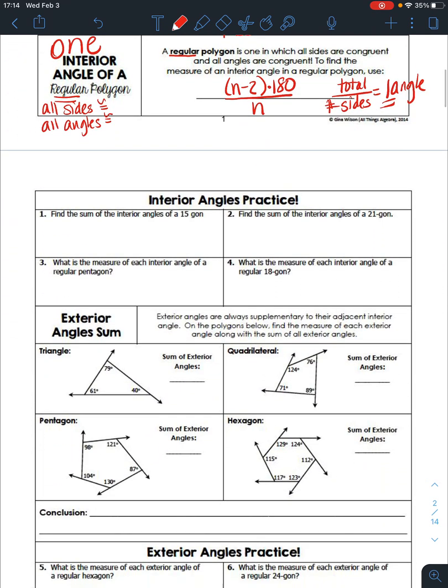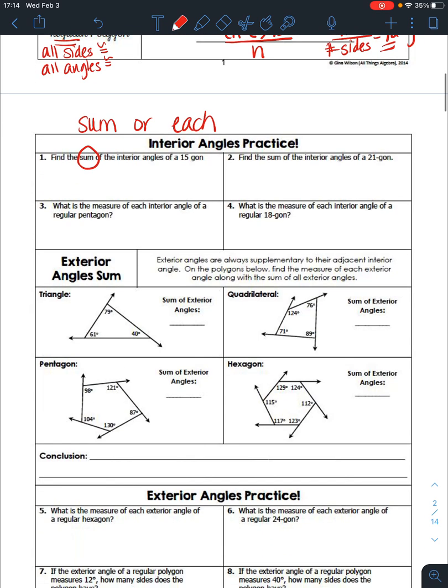So let's look at that. We're going to work through the odds. The evens are going to be your homework, and so you can work through them on this worksheet and then record your answers in Canvas. So we're just going to work through the odds. We want to pay attention to whether we want the sum or whether we want each. That's what we're looking for, sum or each, okay? So sum, or do we want one?